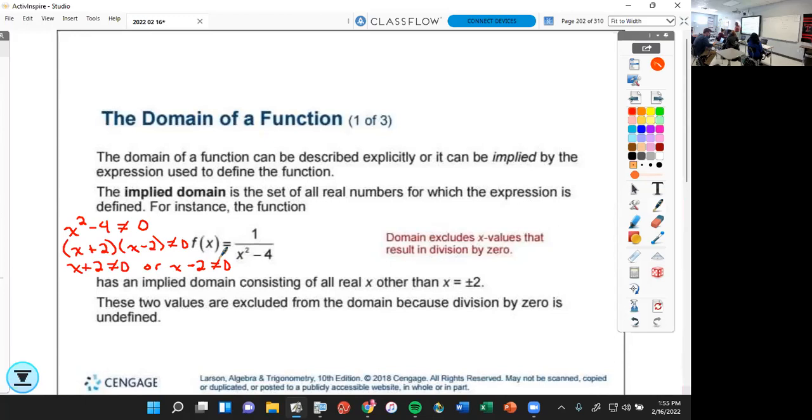Okay, so those two x values, plus or minus 2, make the denominator 0. Can't divide by 0, therefore the domain of this does not include plus or minus 2. They're excluded from the domain.